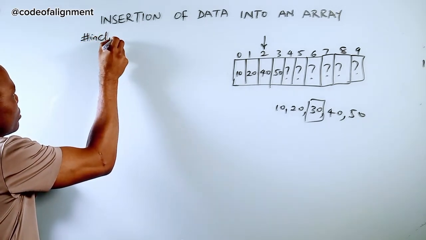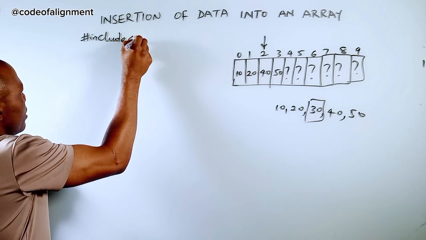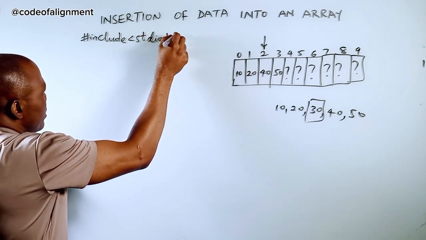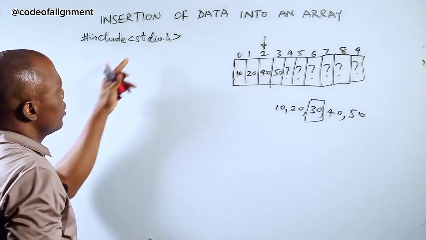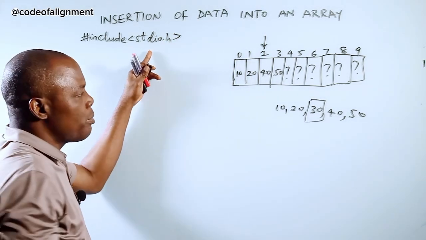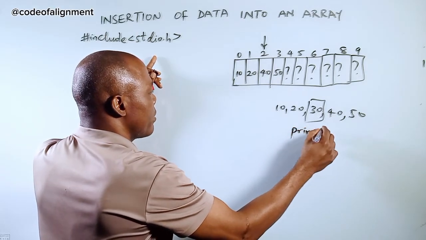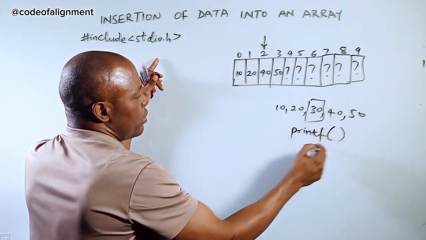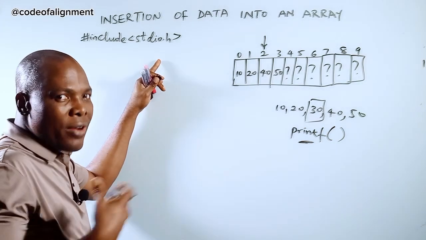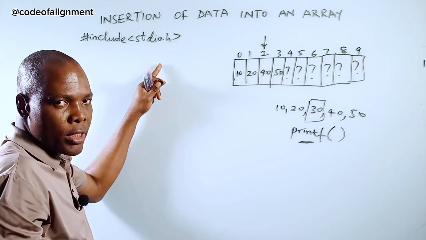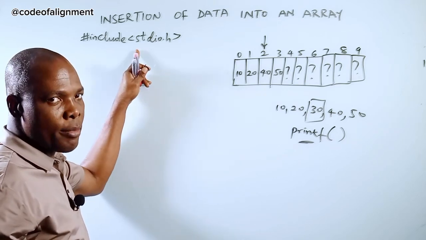include stdio.h, the standard input output library. This is where I'm going to pull out my printf function. You know, I'm always using this printf. Since I did not write the code for this printf, where is the compiler going to see it in order to use it? Inside this library.